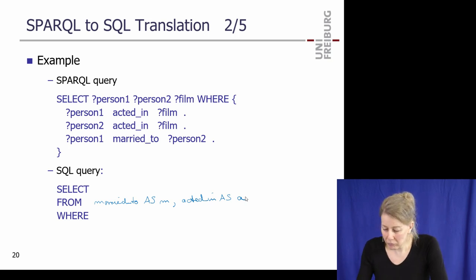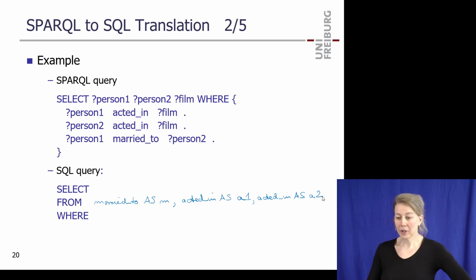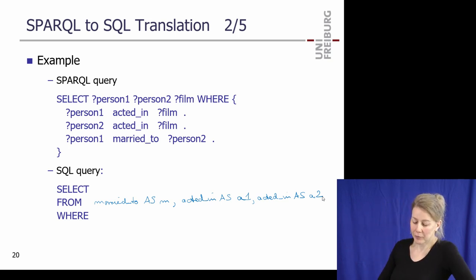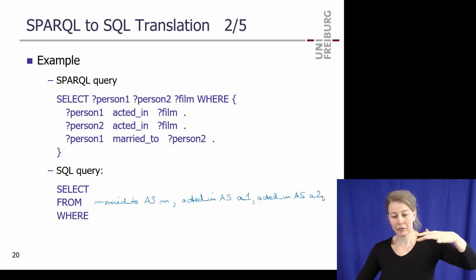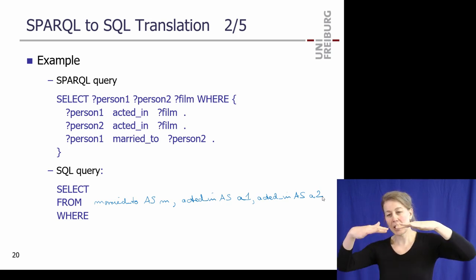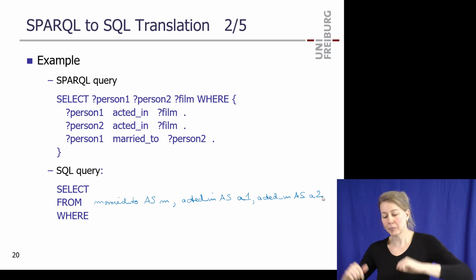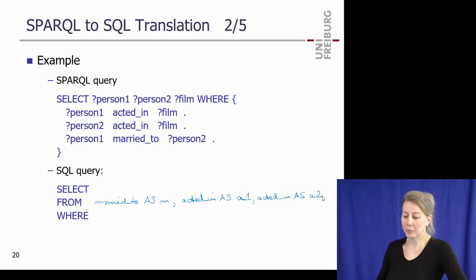Another acted in. Sure, I'm like ChatGPT, I do what I'm being told, acted in as A2. Now we have another copy: the married to table is called M, and now it's like a cross product of three, right? Now we have a line from married to, a line from acted in, and a line from acted in again. That's what we have in one line now, all combinations.